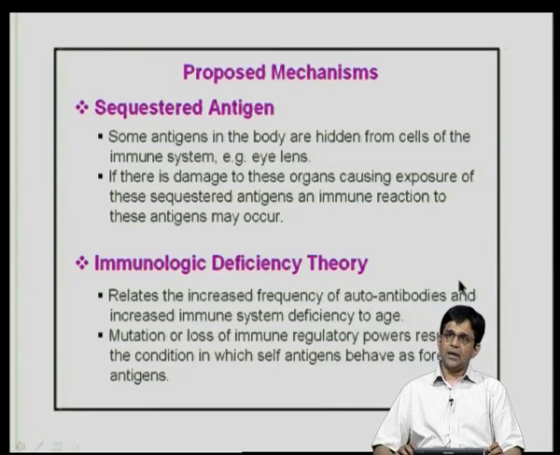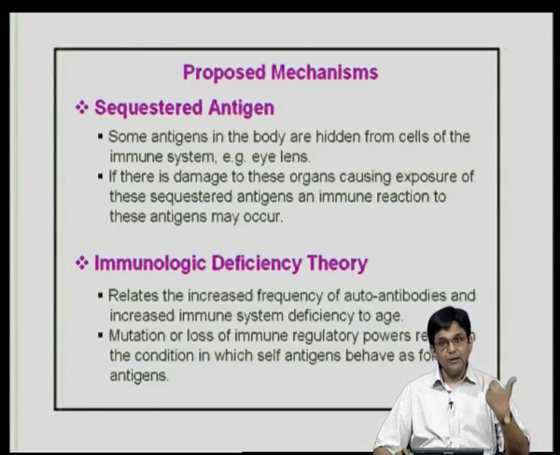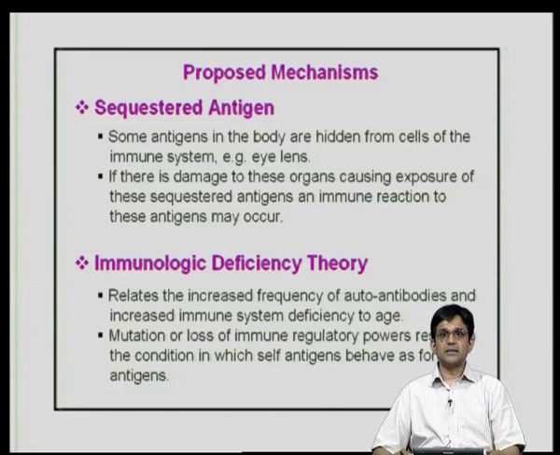The other possibility is that you have a sequestered antigen. A good example of a sequestered antigen is actually the eye lens. The eye lens does not come in contact directly with blood, but in case of damage, it would come in contact with circulation, and then you would generate a response against it. So, this would be a good example of a sequestered antigen.